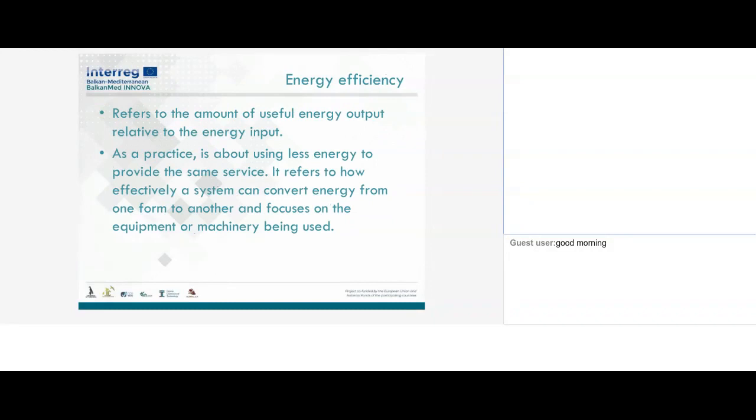Another very interesting concept, along with energy conservation, is energy efficiency. It's not about using less energy, but about using less energy to provide the same service. It's the amount of useful energy output relative to the energy input, how much energy we get compared to the energy we put into a system. It's about how effective an energy system is, how effectively it can convert energy from one form to another. It focuses not on lifestyle and habits, but more on the equipment and the machinery that is used.